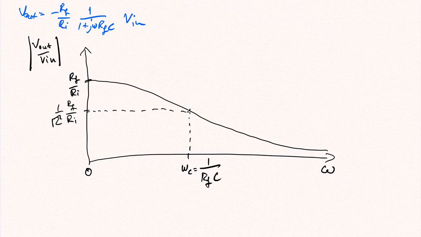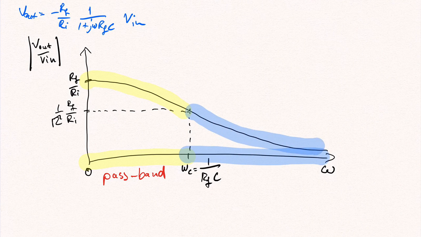For frequencies below the cutoff frequency omega c, the magnitude of Vout over Vin only drops to about 70% of its original value. Hence we say that those frequencies pass the filter, and we call this band of frequencies the pass band. For frequencies above the cutoff frequency, Vout gets attenuated. Hence we say that those frequency components are filtered out or stopped, and we call this frequency band the stop band. Since in this filter only low frequency components are passed, this is called a low-pass filter.